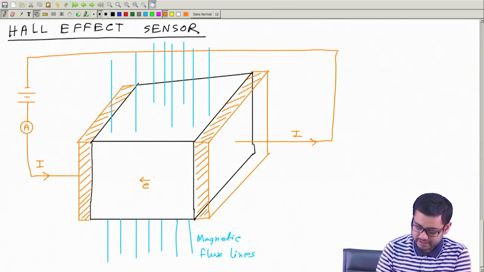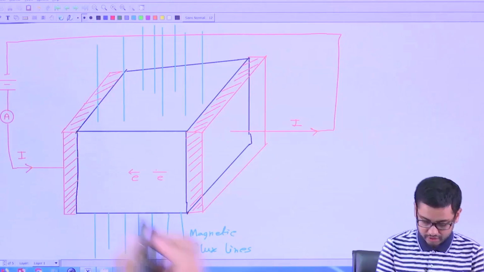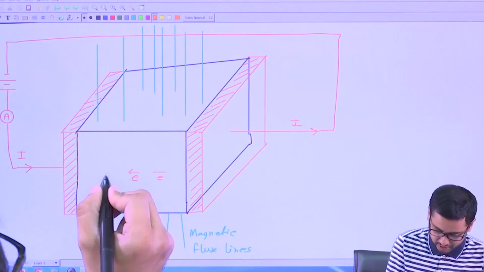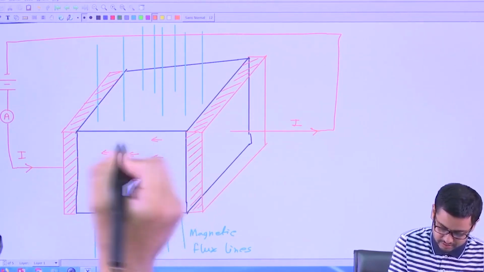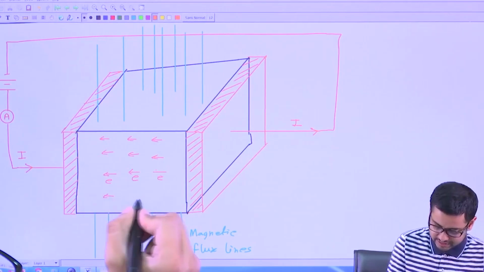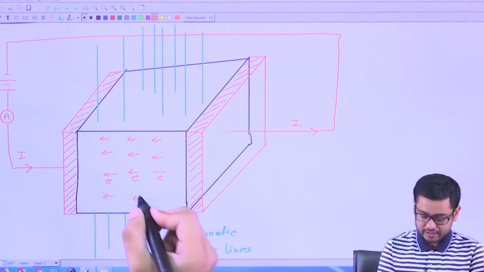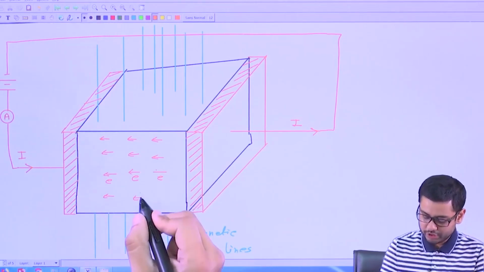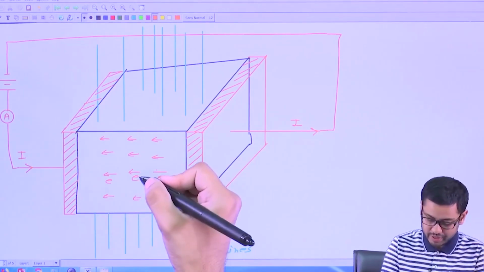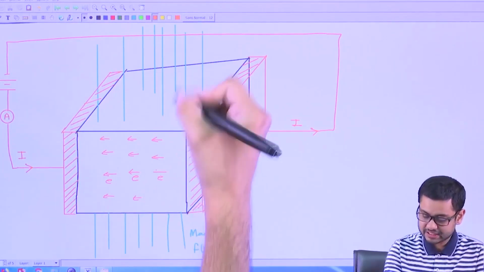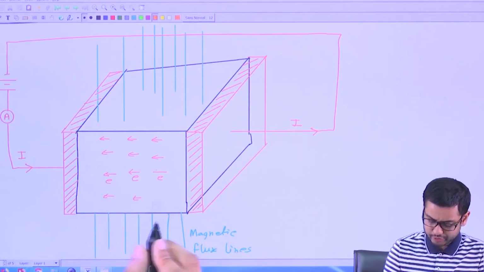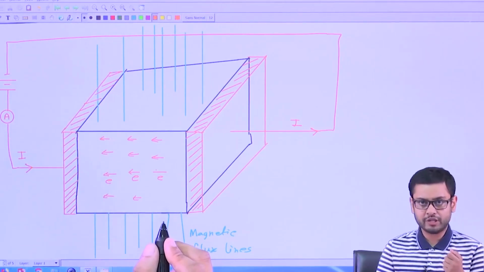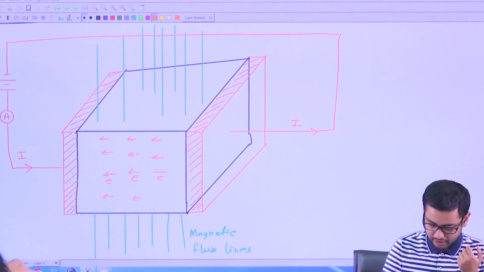Okay, so if these are the electrons, electrons are normally flowing like this, but this magnetic field will cause a force on these electrons, and the direction of that force will be perpendicular to both the field and the velocity. Okay, so we can find this by using the left hand rule.